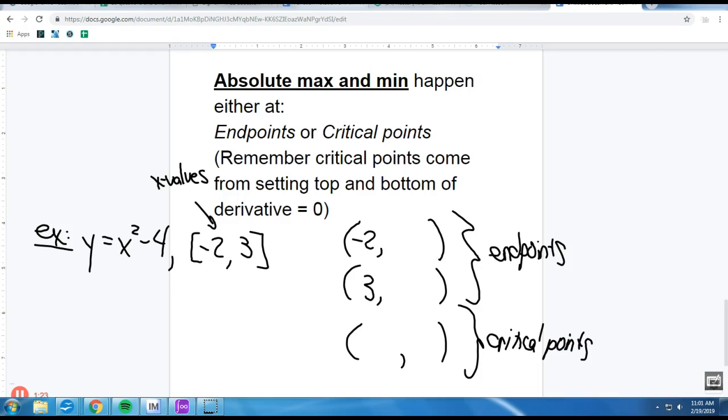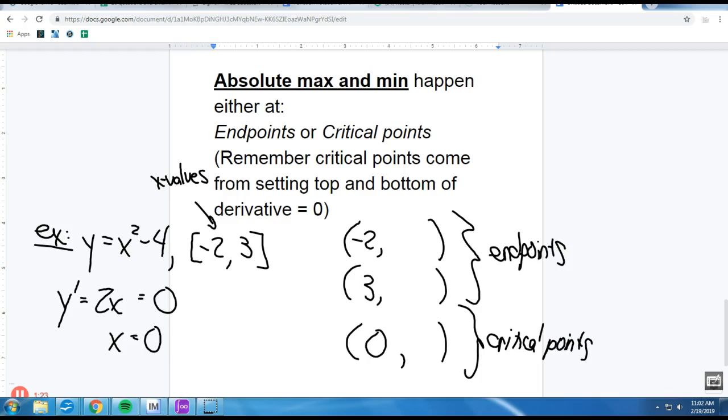So critical points here, I made this one pretty easy on purpose. What's the derivative of x squared minus 4? You guys remember that? 2x. And then you set the top and bottom equal to 0. In this case, there's no bottom, so you just set the top equal to 0. And your critical point here is x equals 0. So that goes in your list of things to test also. And if you got 2 critical points, you would check them both. If you got 5, you would check, you won't get 5. But you check however many there are, plus you check the endpoints.